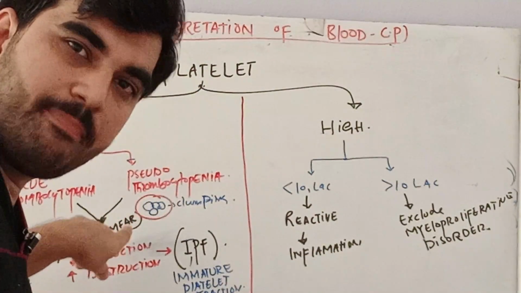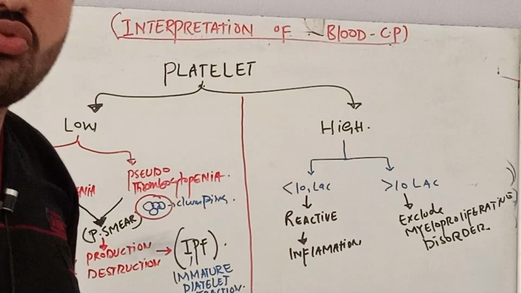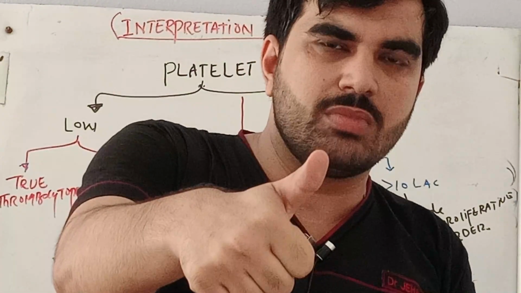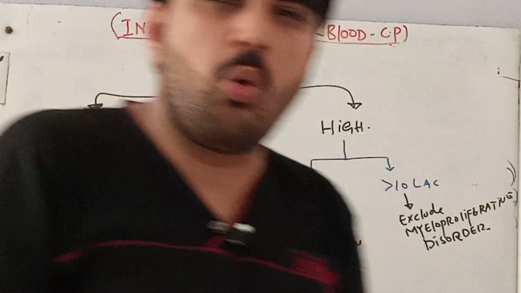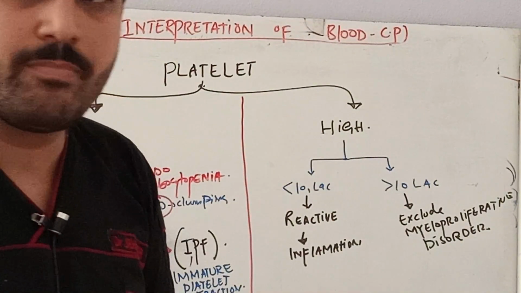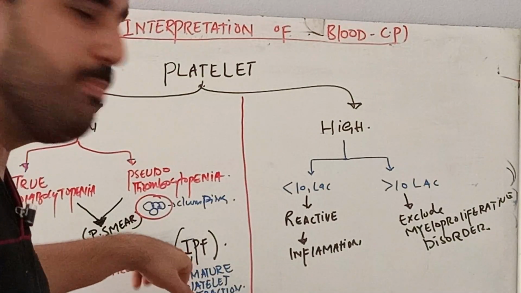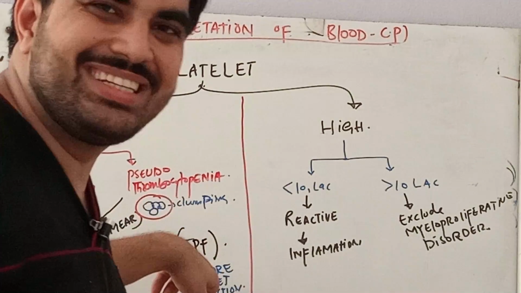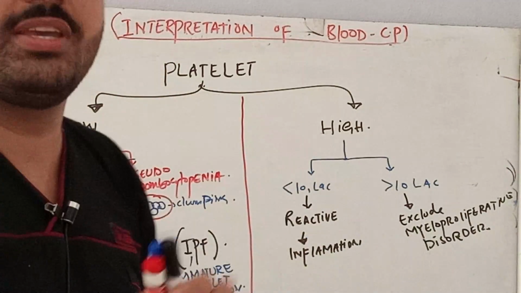What is the best next step if there is true thrombocytopenia? Whether there is decreased production of platelets or increased destruction of platelets. How can you differentiate between the two? You go for IPF, that is immature platelet fraction, that is given in the blood CP.